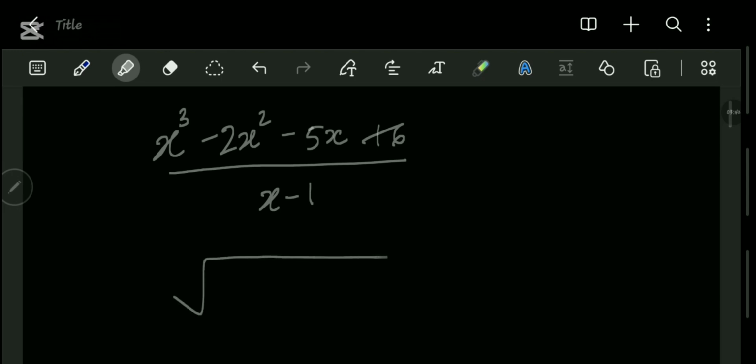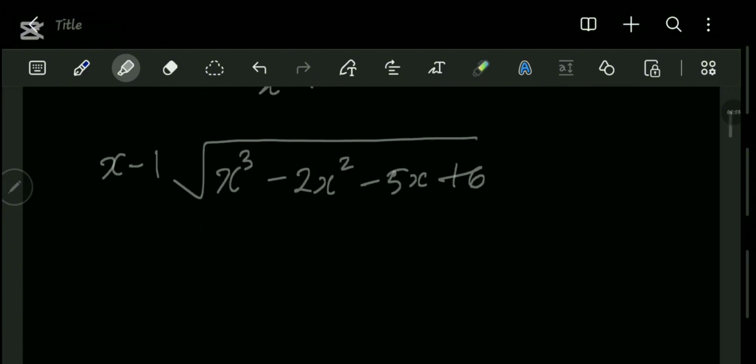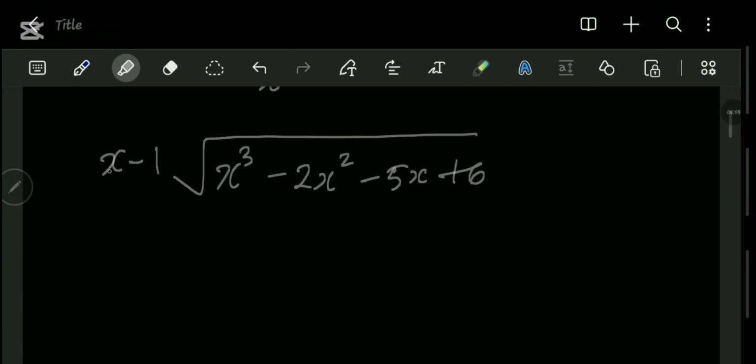We are going to have the root, and then the numerator of that fraction is going to be inside the root. So we have x to 3 minus 2x squared minus 5x plus 6, and then we have the x minus 1 just outside. In this case, we are going to be doing two operations here. We are going to pick this first variable here.